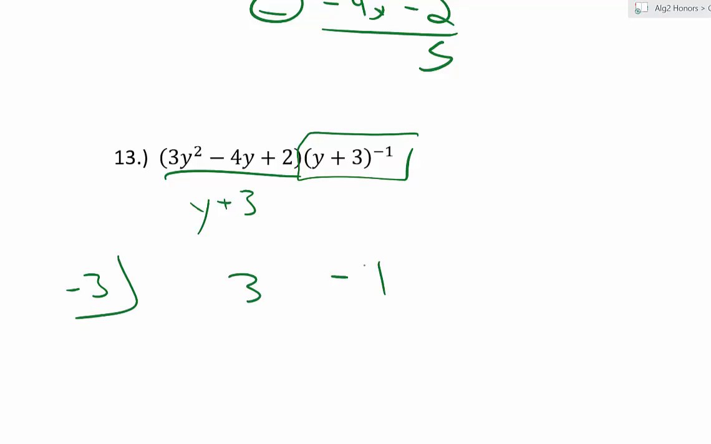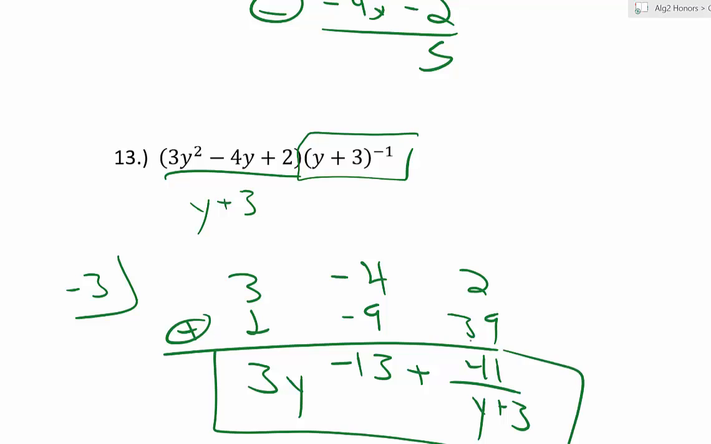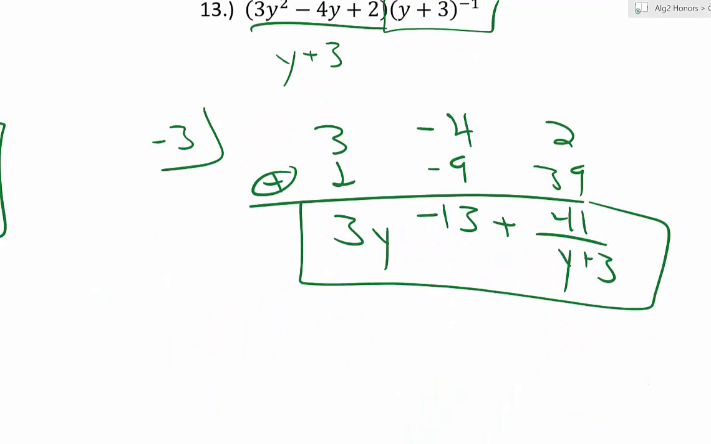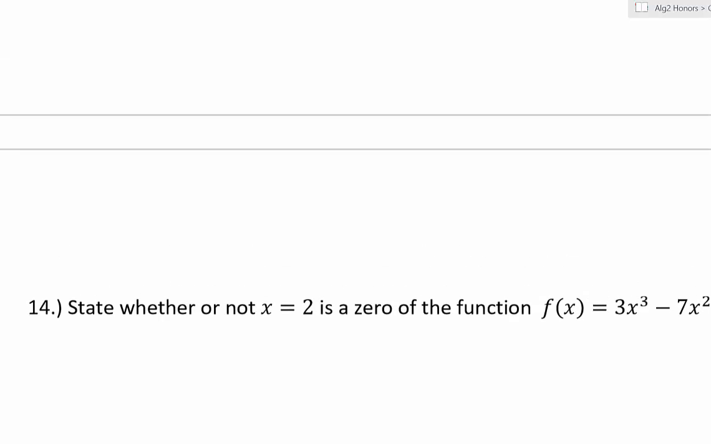3 minus 4 and 2. Try and finish up our division part here. E, negative 9, negative 13, 39, and 41. So makes it y plus 3 with a remainder 41 over 3. Alright, then we'll break this up into the last part.